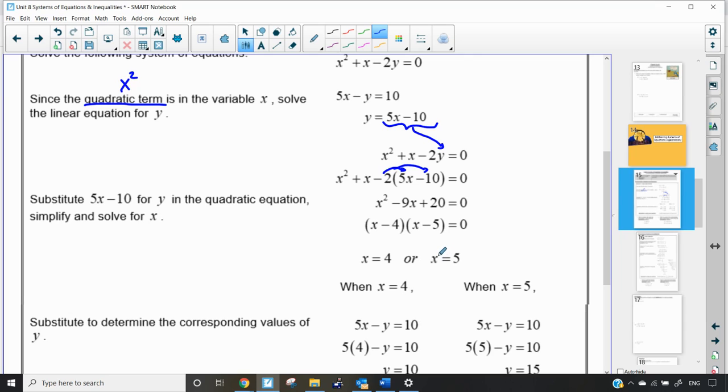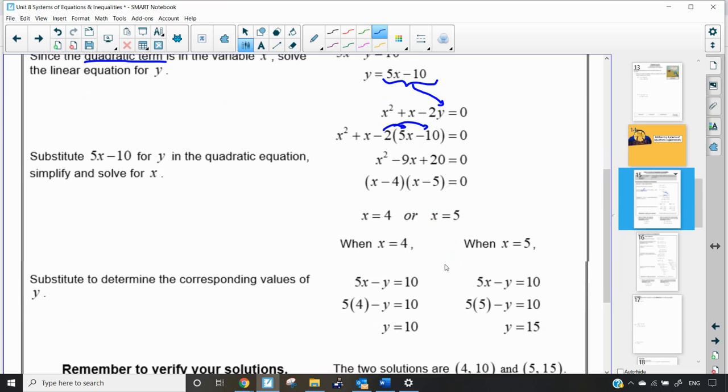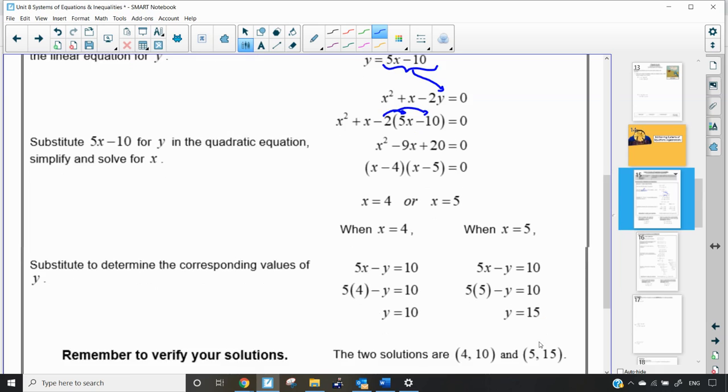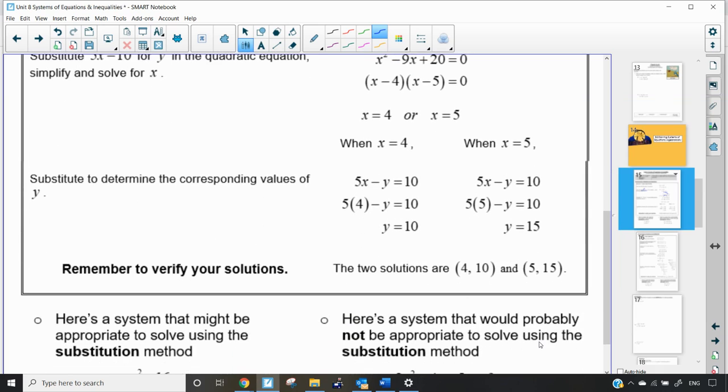Once we have those, we're going to go back to our original equation, the first one that we rearranged, and solve for our y values. So here we have x equals 4. I'm going to sub in 4. I have 5 times 4 minus y is 10. Rearranging my equation, I'm going to have y equals 10. Now, if x is 5, we also need to sub in for that one, and we'll find out that y equals 15.